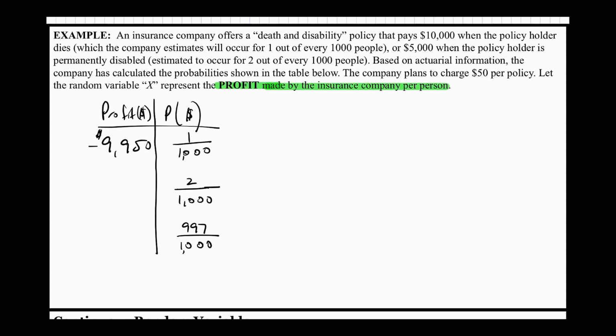So 2 out of 1,000 is if they're permanently disabled. So how much does the company gain or lose based off that? There you go. Negative 4,950. Because the person gave the company $50. Then it turned out they were permanently disabled later in an accident or something. So they had to pay back $5,000. So the people that got the money made 4,950.